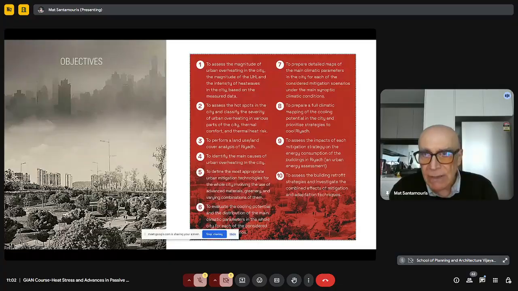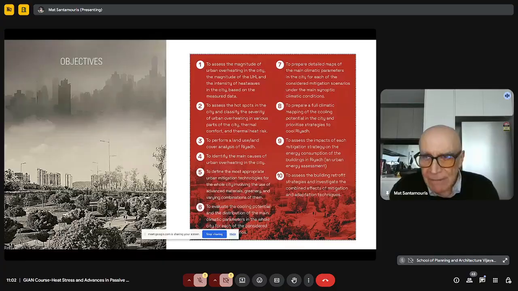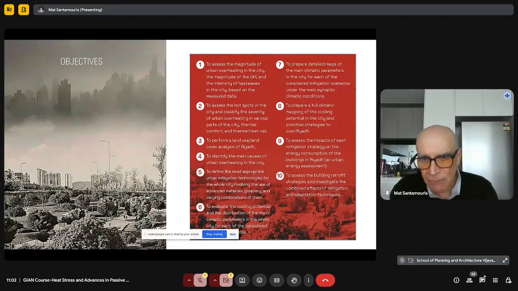So, based on it, we have to prepare maps with the main climatic parameters in the city for each mitigation scenario, trying to understand and at the same time communicate the problem in the city. At the same time, to prepare a full climatic mapping of the cooling potential in the city and prioritize strategies, not only for scientists but for the decision managers, giving them in a very clear and comprehensive way the reasons for the problem and presenting the solutions in a simple way.